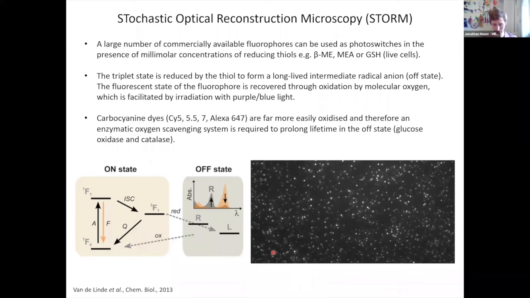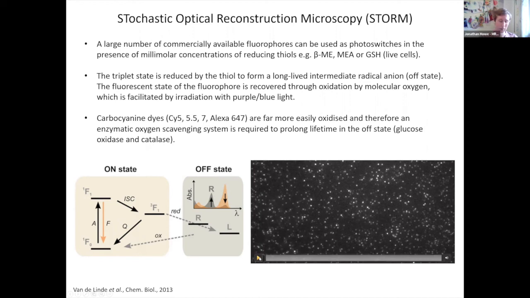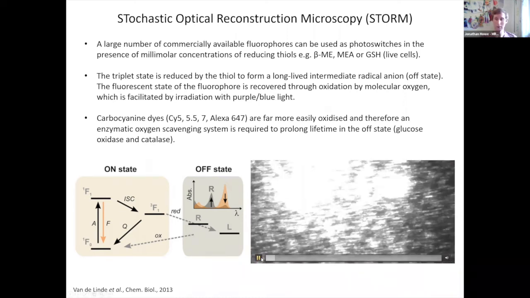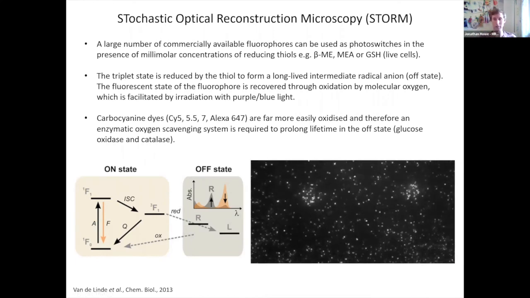Now this movie on the right, which I might need to switch off my pointer in order to play. I took this movie of Alexa 647 labeled secondary antibody just stuck onto glass. And what you'll see is when I move to a new field of view, the molecules are very bright initially. There's lots of them switched on, but then they start to get shelved in the off state, and then only a small subset are switched on in any one frame.